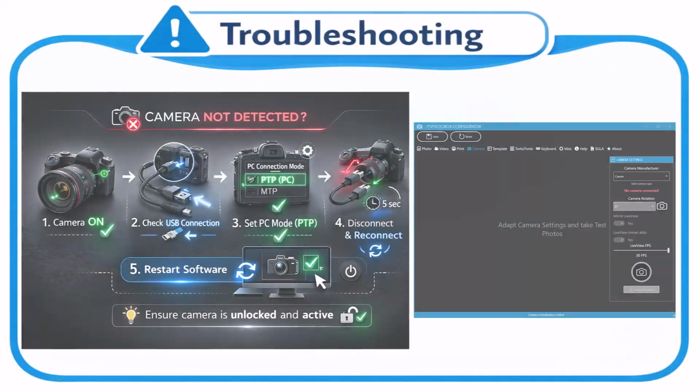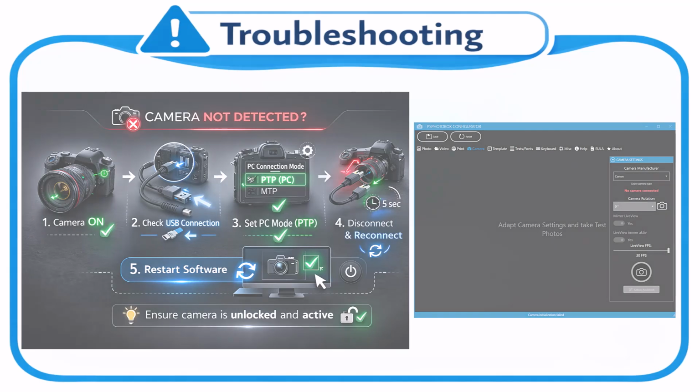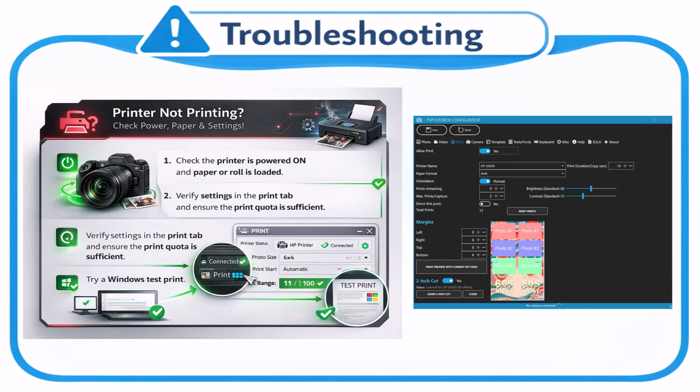If the camera is not detected, make sure the camera is turned on and the USB connection is firm. Ensure the DSLR is in the correct PC connection mode. Disconnect and reconnect the camera briefly, then restart the software. If the printer is not printing, check that the printer is powered on and paper or roll is loaded. Verify settings in the Print tab and make sure the print quota is sufficient. Then try a Windows test print.